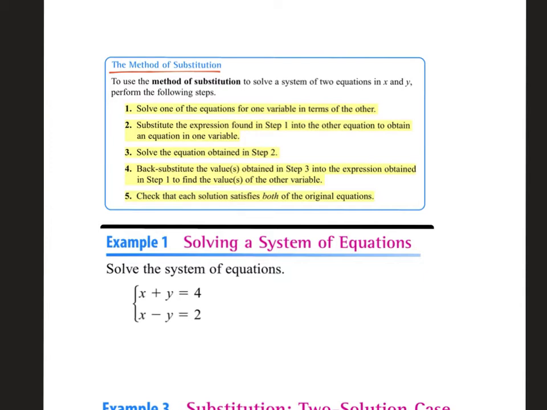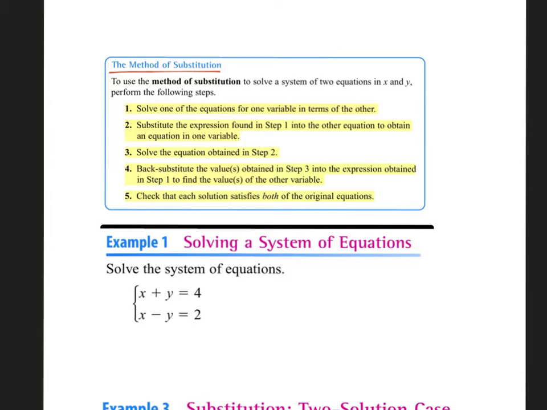Now, on your WebAssign, it's going to say solve by using substitution. So what do you have to use? Substitution. Tomorrow, it's going to say solve by using elimination. So what do you need to use? Elimination. All right, if it's a solve by graphing, you need to graph it. On your test or quiz, I'll probably give you one that says solve by this, one that says solve by this, then the rest of them are just solve.